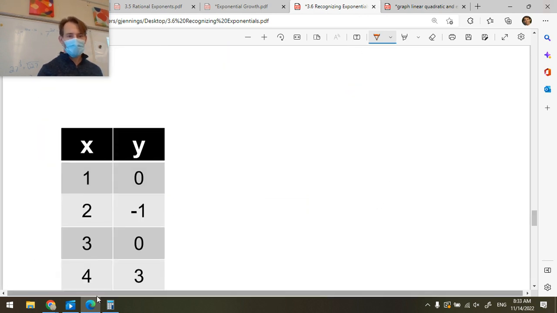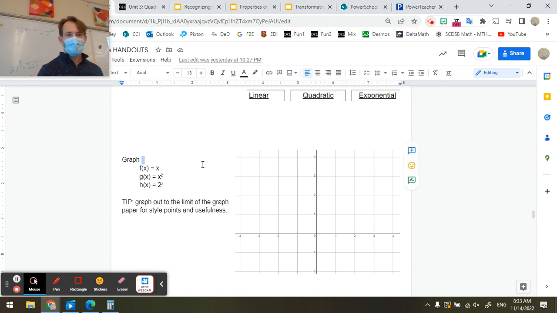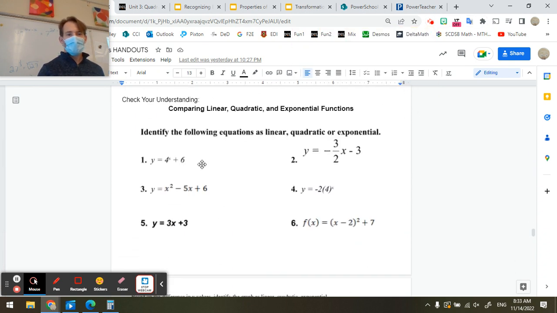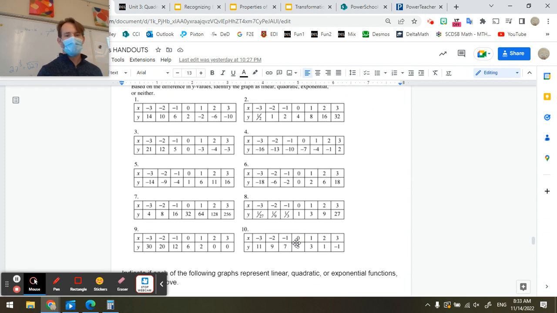Next, what we have to look at is some practice questions that you can take a look at in your package. And they are down here. Taking a look at these equations, tell me if they're linear, quadratic, or exponential. Take a look at these tables, tell me if they're linear, quadratic, or exponential. And then take a look at these graphs, tell me if they're linear, quadratic, or exponential. Go ahead and work on those and ask me questions about those while I'm handing back your tests and coming to chat with you about your tests. At the end of the period, we'll go over a brief review that we'll use for the quiz tomorrow.